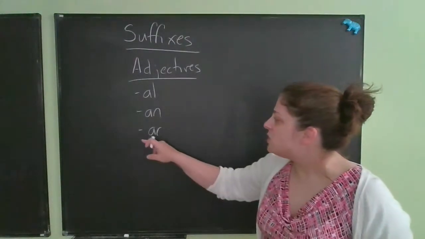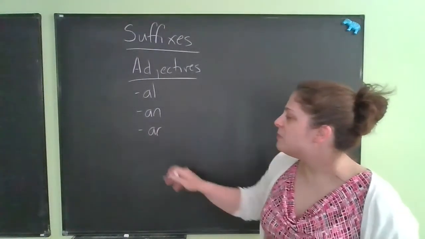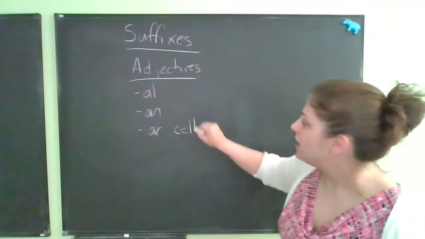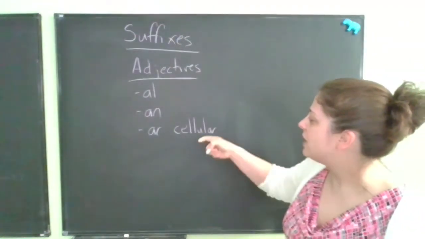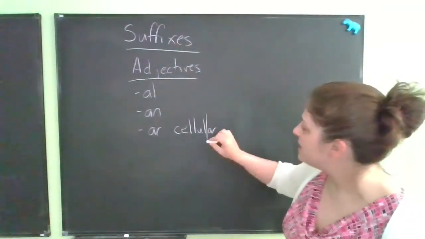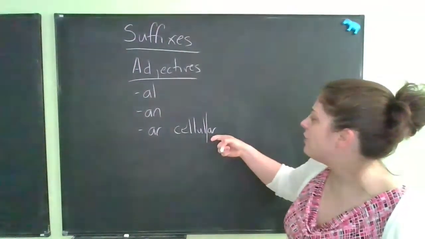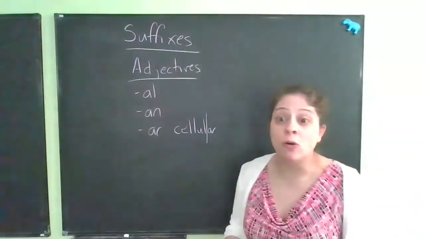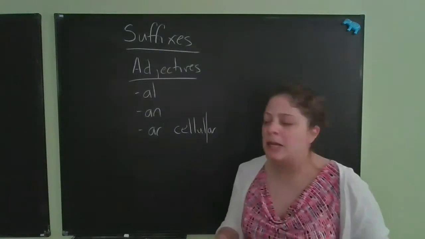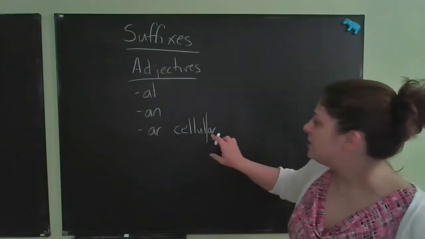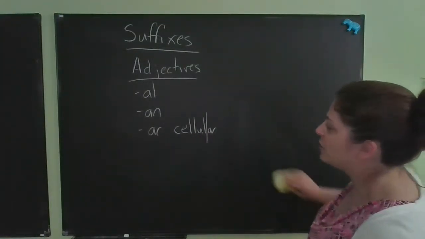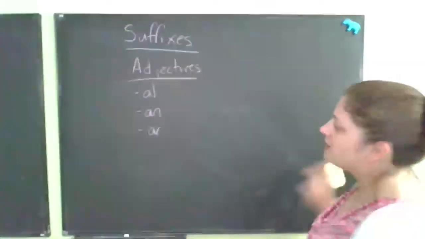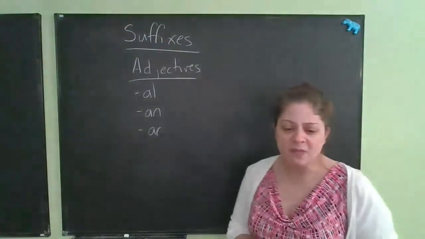I will note that this AR is most commonly used when you're following a root that ends with an L. So in this case, you have an L here, and so you have R here instead of cellulol, which would be difficult to say in English. So yeah, the R tends to be after a root ending with L. Okay, so al and ar.